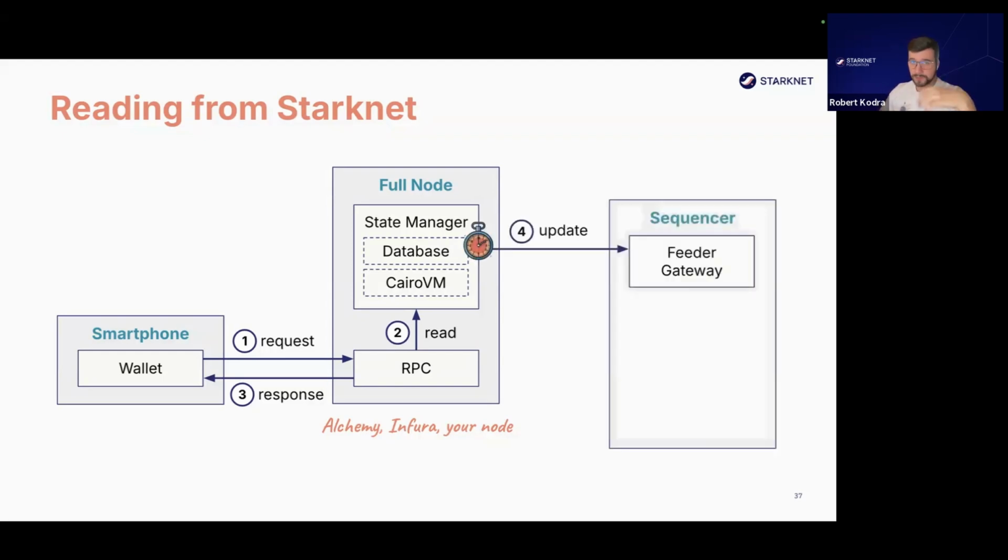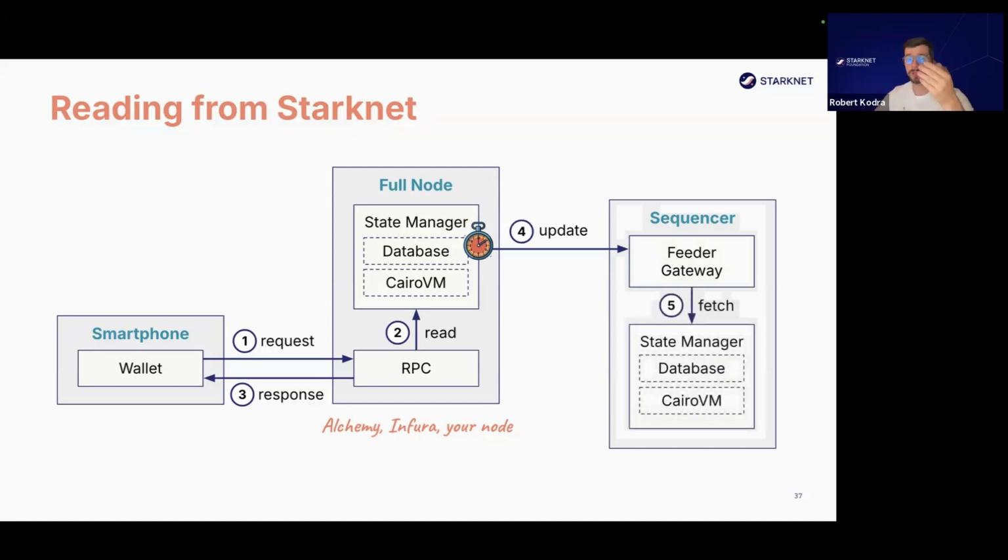On a regular basis, the full node updates itself periodically. It goes to the sequencer, to the feeder gateway, and fetches the latest state of the network, and it automatically updates the database with the latest block. This is how a full node can stay in sync with the current state of Starknet. It's similar to an Ethereum full node.